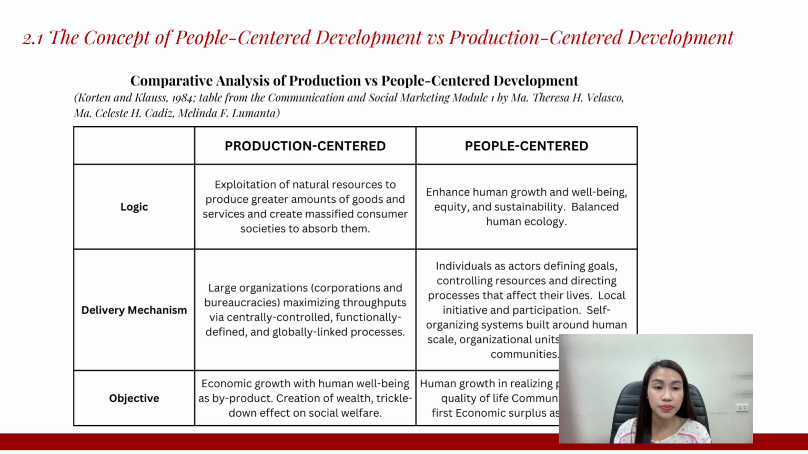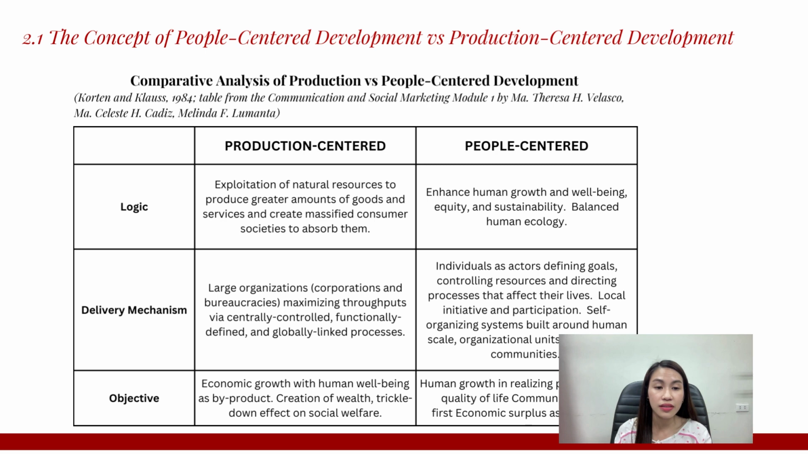Another thing for production centered, for the delivery mechanism, it is large organizations, corporations, and bureaucracies maximizing throughputs via centrally controlled, functionally defined, and globally linked processes. For people centered, individuals are actors defining goals, controlling resources, and directing processes that affect their lives. Local initiative and participation. Self organizing systems built around human scale, organizational units, and self reliant communities.